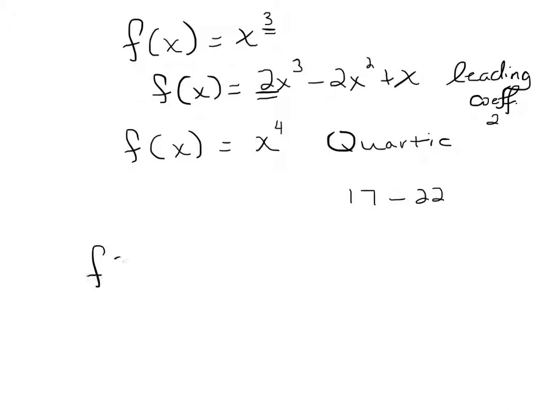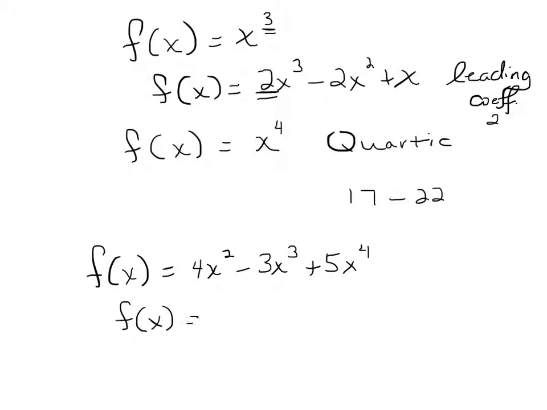Now if you had something like f of x equals 4x squared minus 3x cubed plus 5x to the 4th, the first thing you need to do is rewrite that in standard form. So you get 5x to the 4 minus 3x cubed plus 4x squared, so that your exponents are in order from greatest to least. Then you need to identify the coefficient of your highest term, which is that 5. So that is your leading coefficient. The LC, I'm going to call it, is 5. And that is all you have to do.